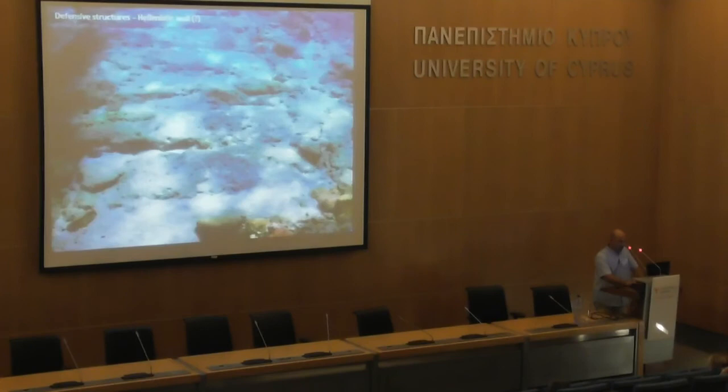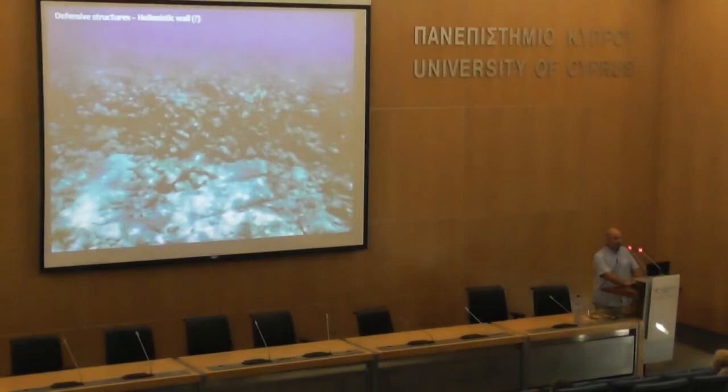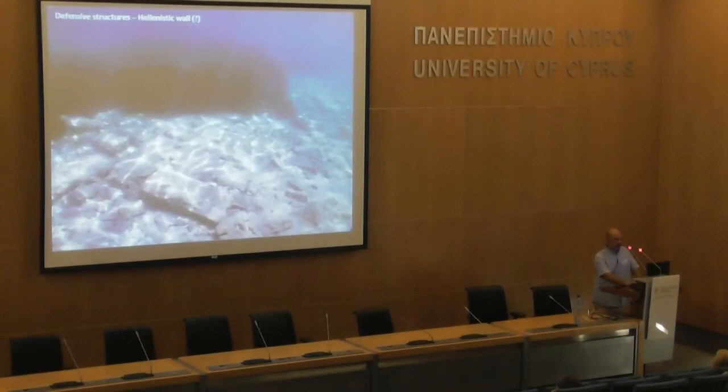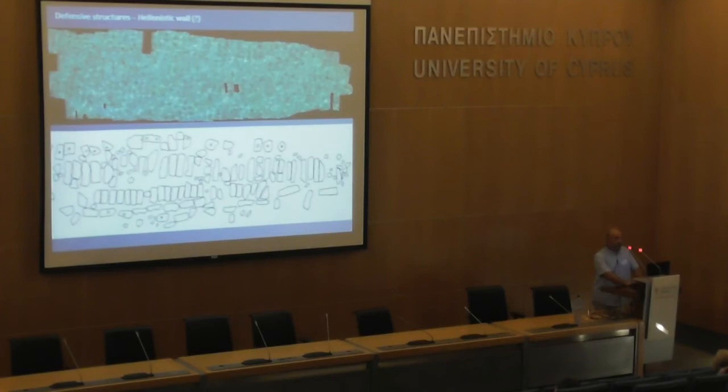You can see a picture of how it looks. Two rows of big ashlars. You see here how it disappears under the mole. And here is how the so-called tower looks. We managed to do a quick photo mosaic, which is not anything special, of course, for the moment, but it's something.